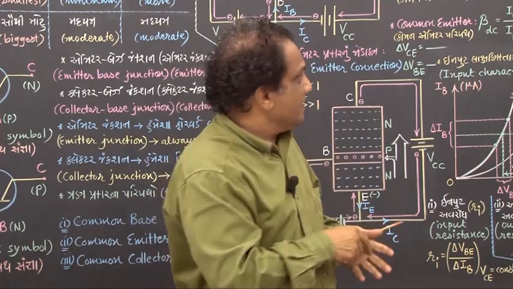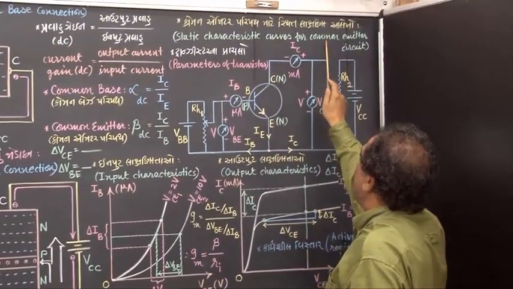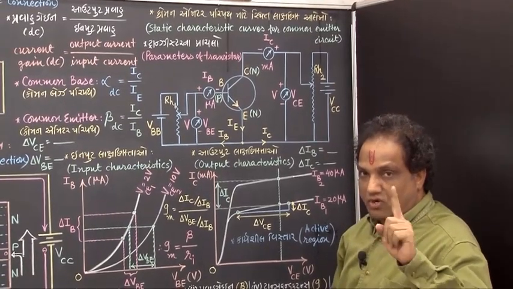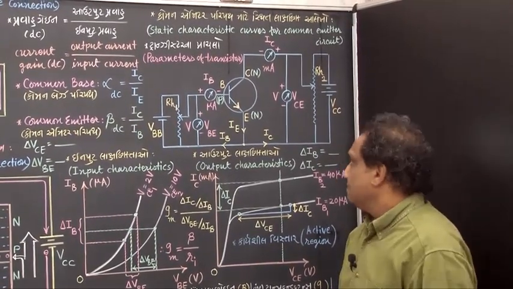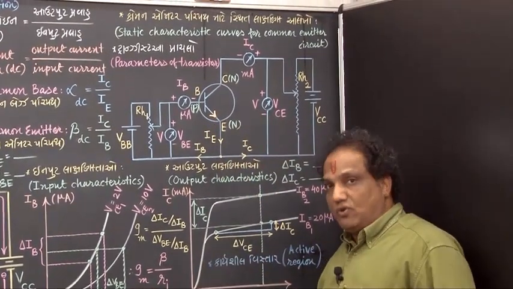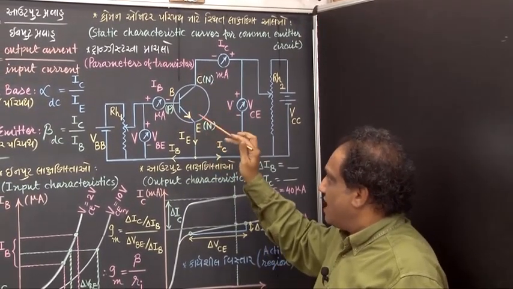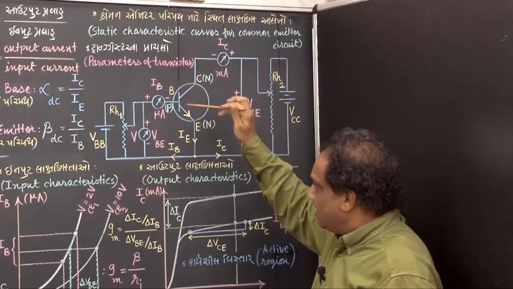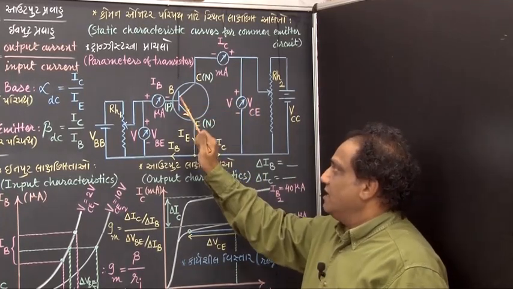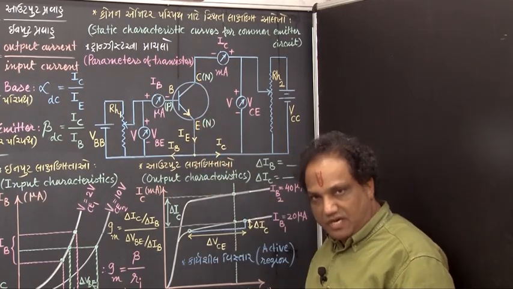Fine. Come on. We have to study static characteristic curves for common emitter circuit. Not common base, but common emitter. And here you just show the circuit symbol for NPN transistor. Because it is NPN transistor, arrow is shown on the emitter and that too outward. This middle terminal is base. Without arrow it is collector. With arrow it is emitter.